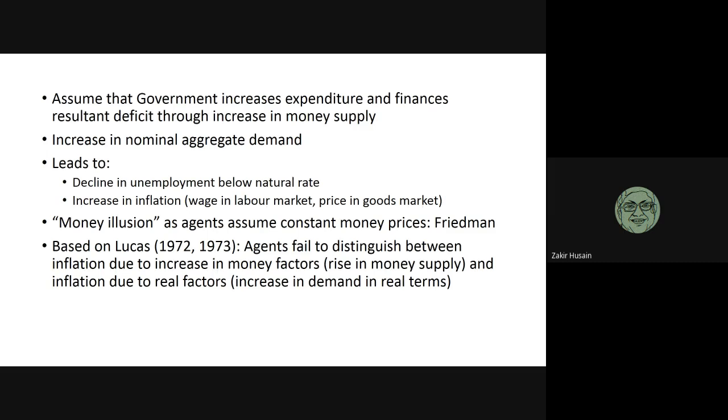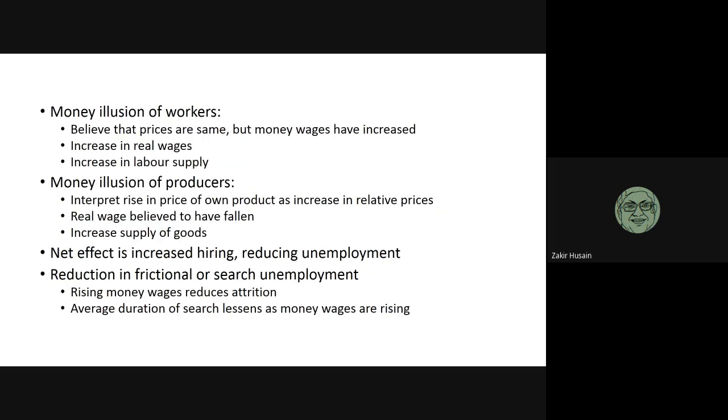The other type of inflation is because of real factors. Demand increases in real terms. So the increase in demand, if there's no change in supply, will lead to demand pull inflation. The problem is, according to Lucas, agents fail to distinguish between these two types of inflation. If they see inflation, they simply assume it's because of real factors. It can also occur because of monetary factors, but they don't take this factor into account.